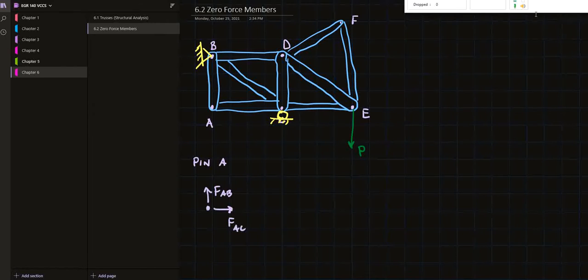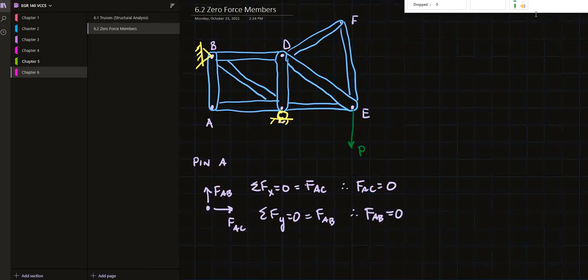let me draw a free body diagram. Okay, with the free body diagram, this clears it up a lot. So if we sum forces in the X direction, then we've got force AC and nothing else. So therefore, force AC equals 0 and drops out. If we sum forces in the Y direction, we get force AB equals 0, and therefore force AB also drops out. So both of these are redundant zero load members.